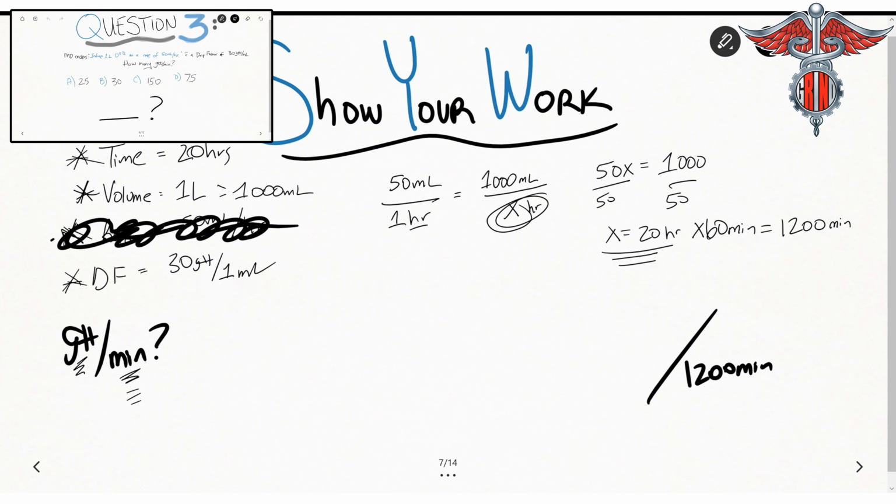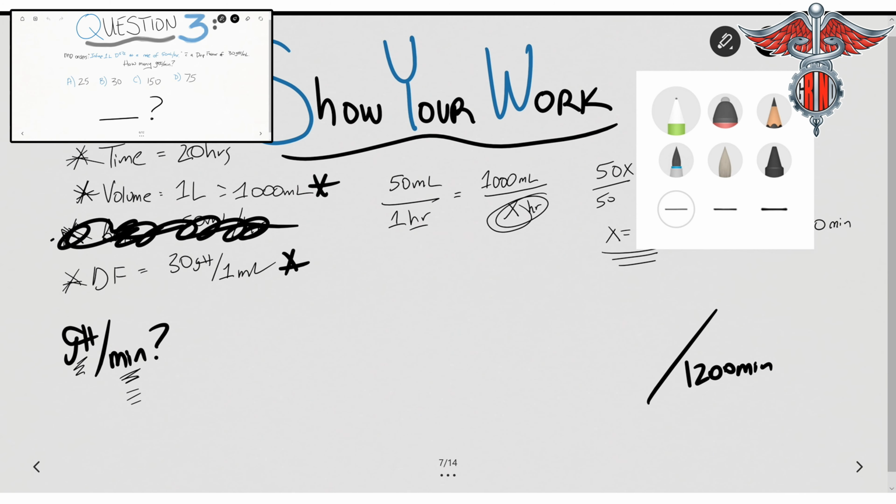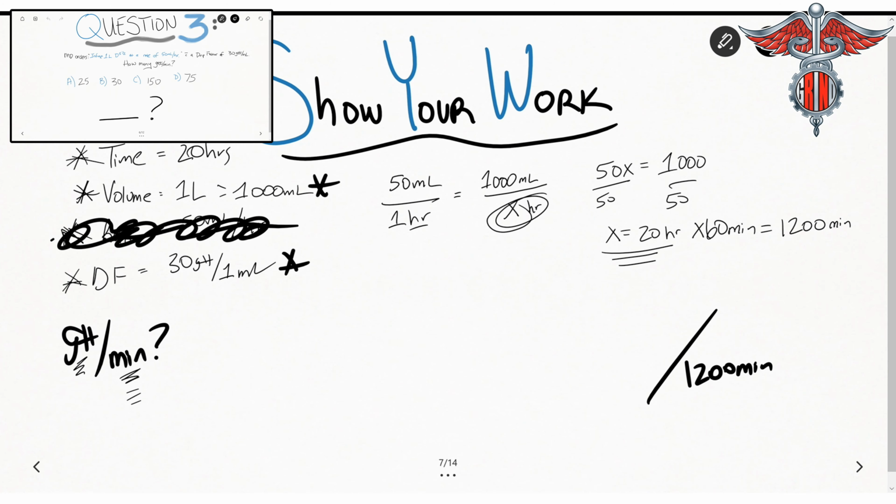So now our remaining pieces of information, we know that we have a drop factor of 30 drops per 1 mil, and we have a total volume of 1,000 mils. So as we've been doing so far, let's continue. Let's cross multiply. We have 30 drops per 1 mil. Mils are on the bottom here, so 1,000 mils. And X drops. Whenever you cross multiply, 1 mil times X equals X, and 30 times 1,000 equals 30,000. And so in this case, X equals 30,000 drops.